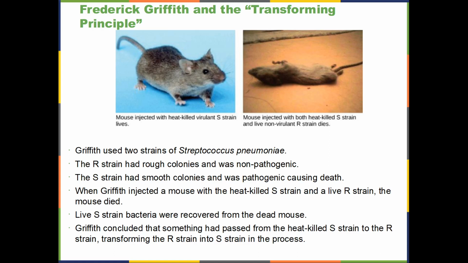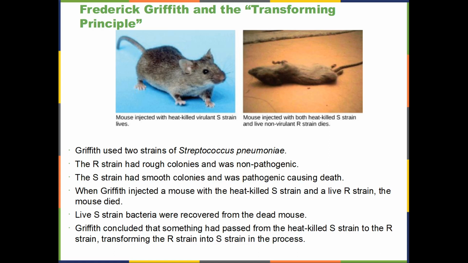Now, later on, Frederick Griffith discovered that when he exposed mice to two different strains of a bacteria, he found two different results. So he had the R strain, which was non-pathogenic, meaning it did not cause disease, and the S strain, which was pathogenic and caused disease. In fact, it killed the mice that he injected.